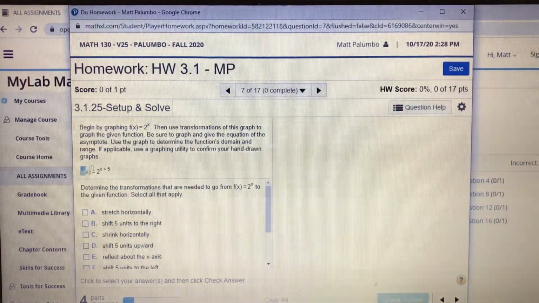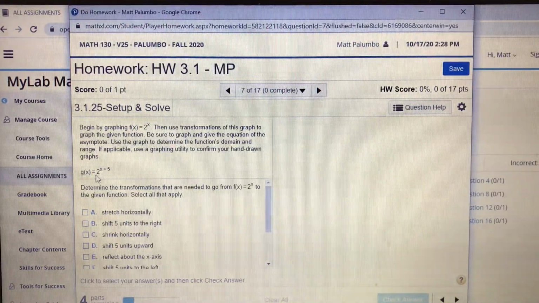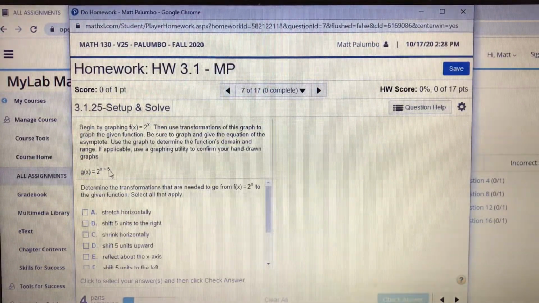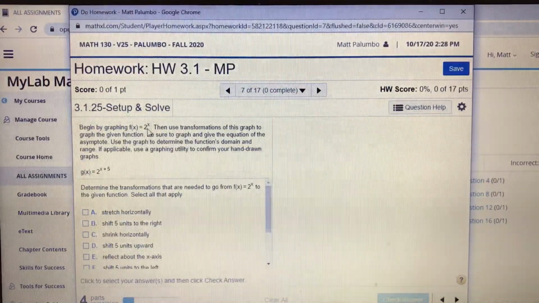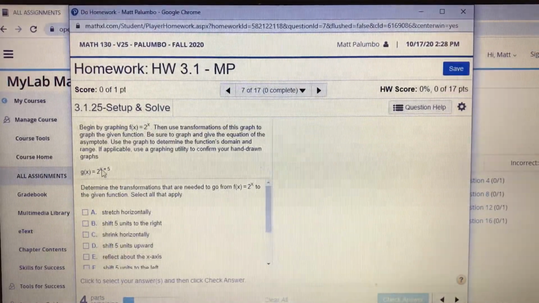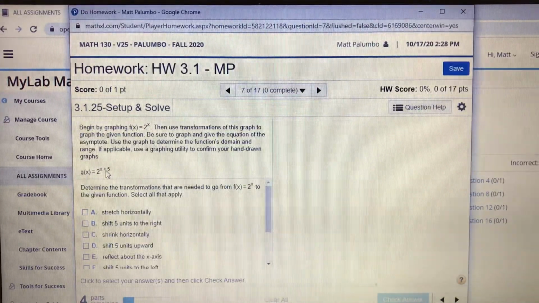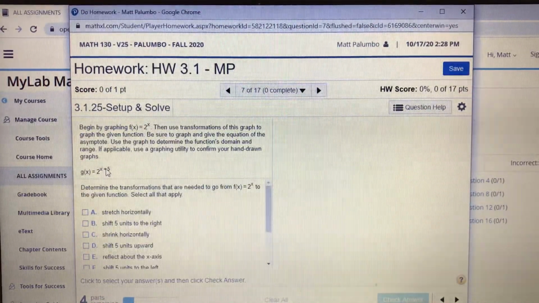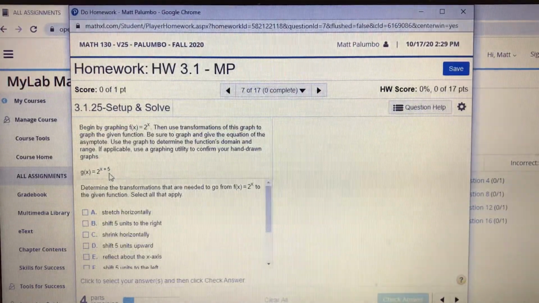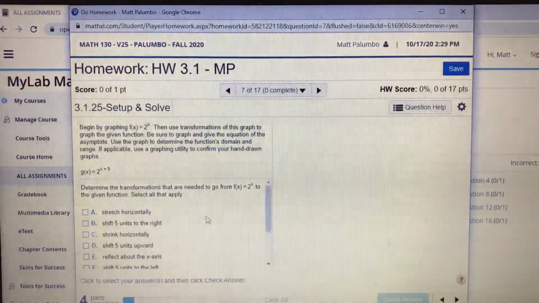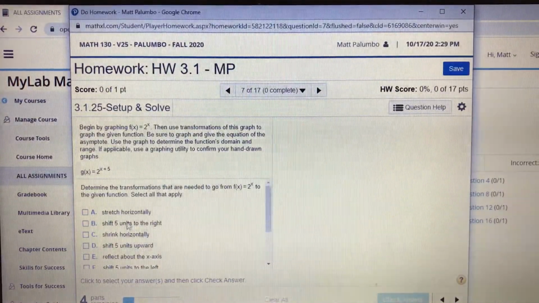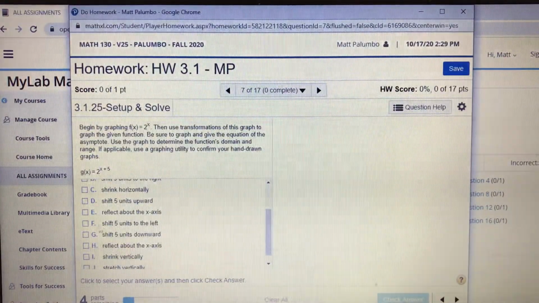So here is our g of x, okay? Here's our other function, and it's 2 to the power of x plus 5. This plus 5 is going to take this graph right here and shift it. Which way is it going to shift it? Is this 5 up there with the x, or is it down here away from the x? It's up there with the x. So plus 5 with the x is going to move our graph 5 to the what direction? 5 to the left. Okay, shift 5 units to the left right here.